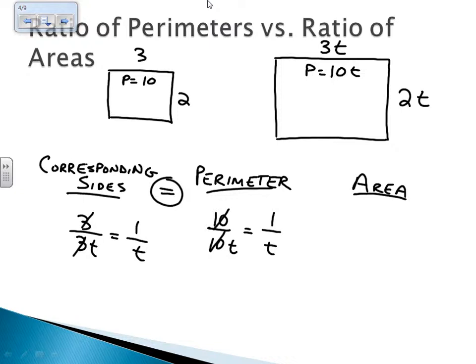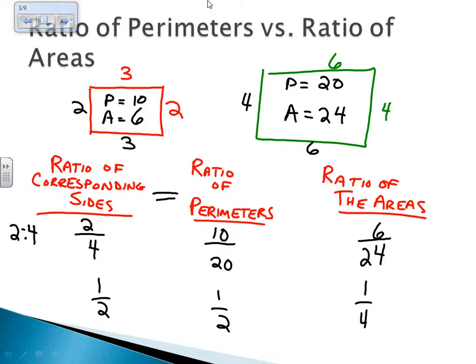However, when we got to the area, it wasn't equal before. What's my area for the first one going to be? What's my area for the second one? 6t squared, because I have a t times t becomes t squared. So I get 6 over 6t squared. What happens with the 6's? Cancel. We get 1 over t squared. Right? 1 over t squared. If you look back at the problem before, 1 over 2, what's 1 squared? 1 still. What's 2 squared? 4. Okay?